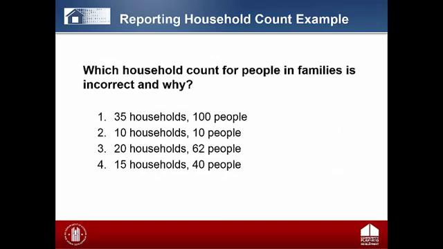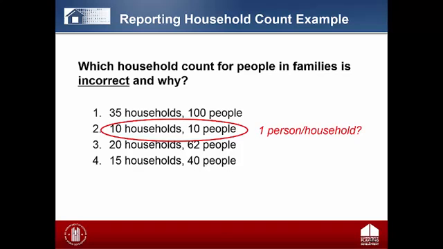Putting yourself in the shoes of a data reviewer, take a look at the following projects serving persons and families. Which household count is incorrect and potentially indicative of a larger data problem? As you know, in the AHAR, a family must contain at least one adult age 18 or over and at least one child under age 18. Therefore, it would be impossible to have only 10 people in 10 households.